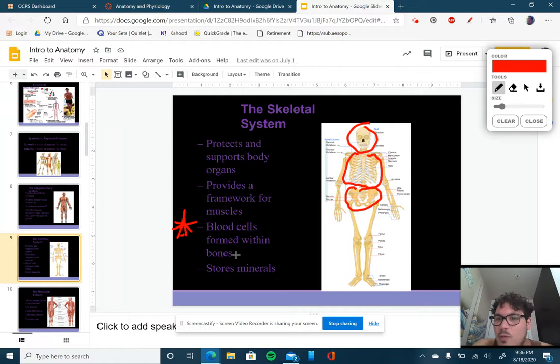And last but not least, we get a lot of minerals in our bones as well. So we get things like calcium, iron, all of these vitamins that are necessary, phosphorus, etc. Calcium's a big one that a lot of people know of, and we'll talk more about that when we do the digestive system as well.